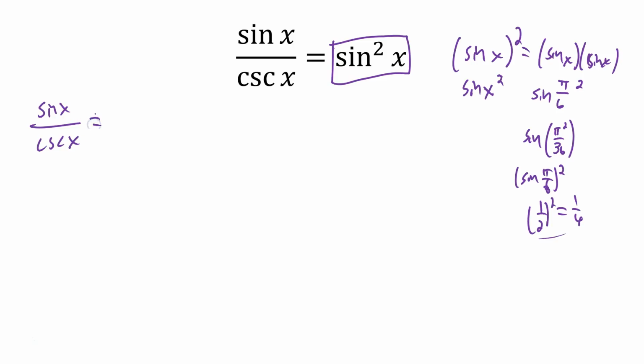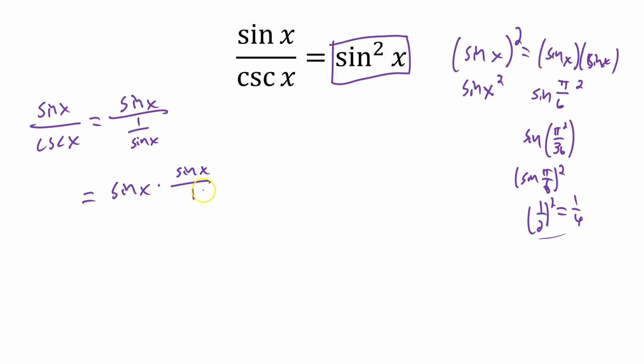Now we're going to use one of the identities. The cosecant is 1 over sine. So here we have sine x over 1 over sine x. This is a strategy that you're going to see a lot: when we divide by a fraction, that's exactly the same as multiplying by its reciprocal. So I'm going to rewrite this as sine x times sine x over 1.